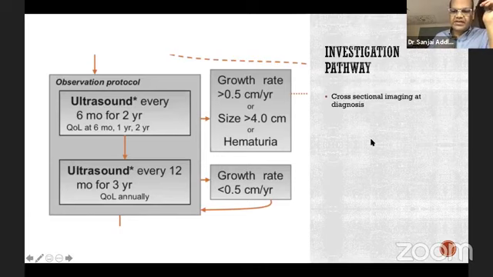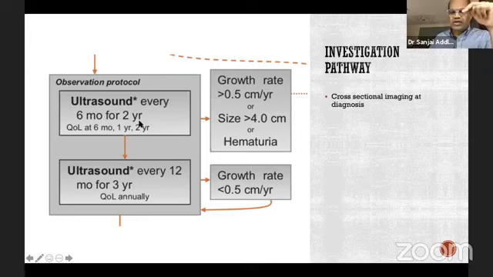So all the patients had cross-sectional CT at the outset, then 6 monthly ultrasound scan for the first 2 years, yearly ultrasound scan following that. Any rate of growth more than 0.5 centimeters, any size more than 4 centimeters, or any hematuria, then they had another cross-sectional CT, and either they went down the line of treatment, active intervention, or went back into the same observation protocol.